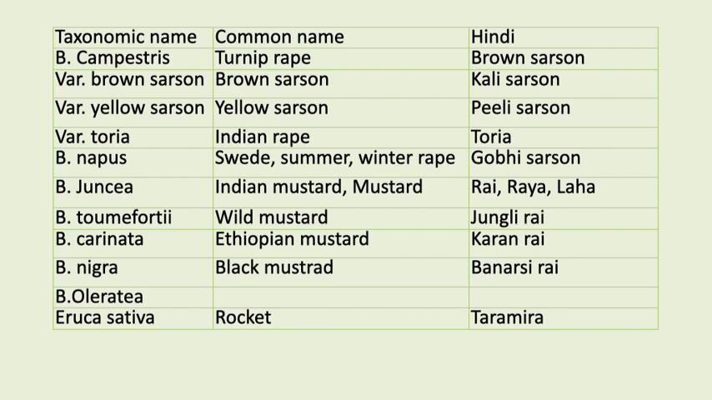Brassica juncea, Indian mustard or mustard, Hindi name is Rai, Raya or Laha. Brassica tournefortii, common name is wild mustard, Hindi name is Jangli Rai. Brassica carinata, Ethiopian mustard, Hindi name is Karan Rai. Brassica nigra is black mustard, Hindi name is Banarsi Rai. Brassica oleracea and Eruca sativa, rocket, Hindi name is Taramira.